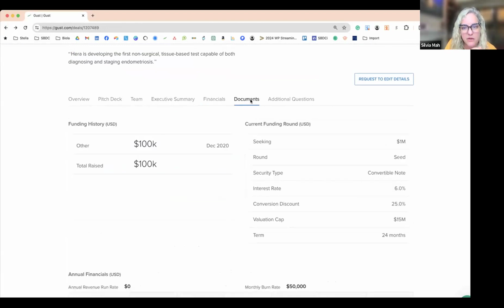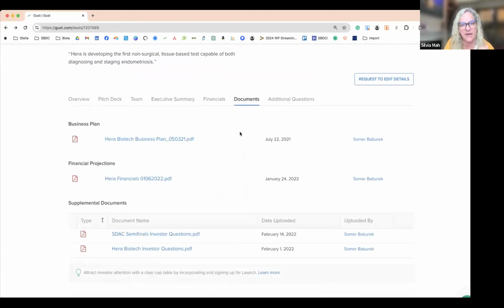Financials were there. Documents here is, of course, that business plan. I think in this stage, this year, you had to hand this in. There might be a different one here, but business plan, financial projections, and supplemental documents. This is what I was talking to you about. And then here, STAC semifinals investor questions.